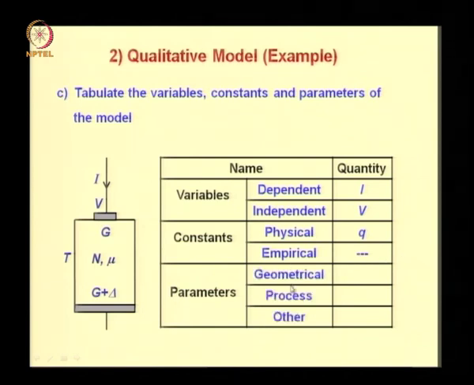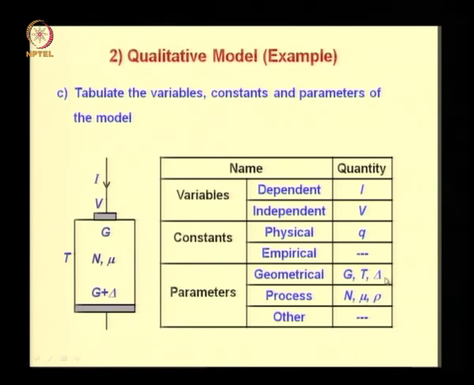Parameters can be geometrical, process or other. G, T and delta are geometrical parameters here, and process parameters are those which are affected by the process or decided by the process. So the doping concentration depends on the doping process. Similarly, mobility is a function of doping and other parameters such as defects in the resistor, therefore they are process dependent. Rho is the resistivity which depends on N and mu, and therefore this is also a process parameter.